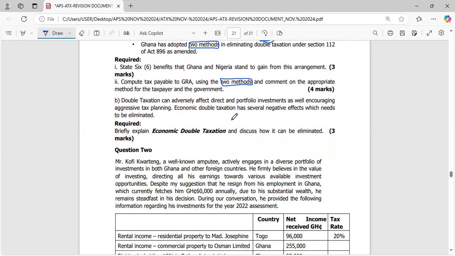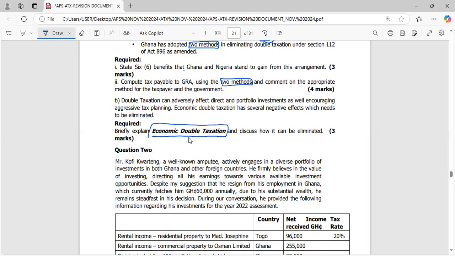Double taxation can adversely affect direct and portfolio investment as well, encouraging aggressive tax planning. So economic double taxation has several negative effects which need to be eliminated. Briefly explain economic double taxation and discuss how it can be eliminated. You know that we have two forms of double taxation: juridical double taxation and economic double taxation. Economic double taxation is taxing the same income in the hands of two different individuals.